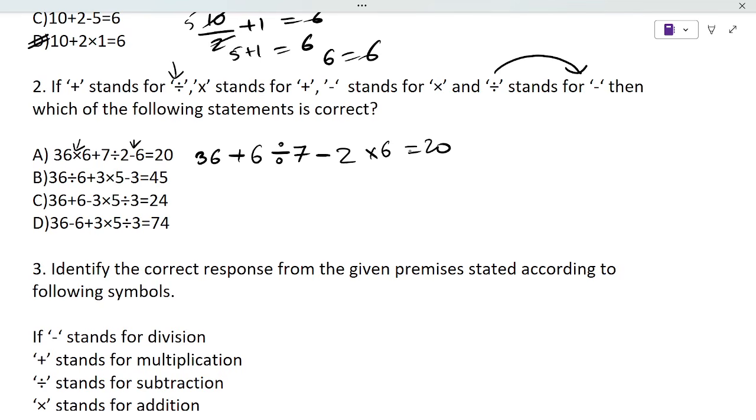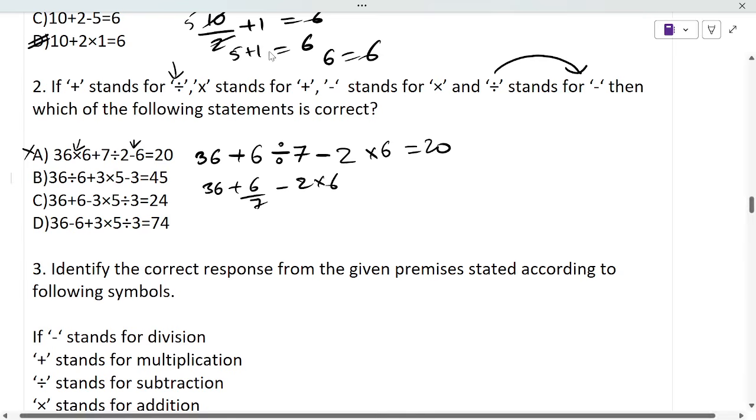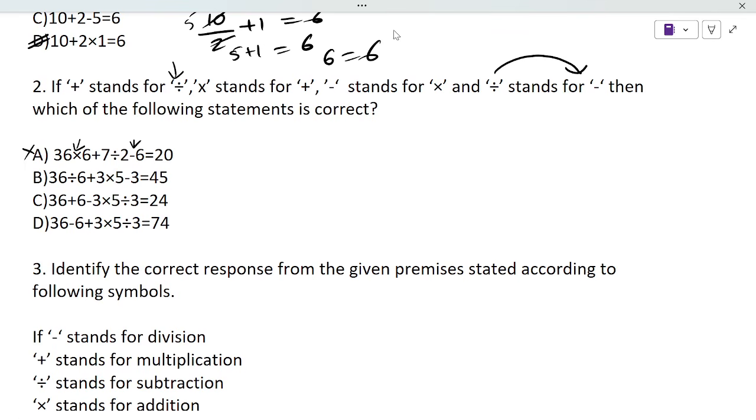So let's check. 36 plus 6 divided by 7 minus 2 into 6 will not give 20, so option A is wrong. Let's check the second option, B. In B, 36 divided is equal to 20. Divide means we will write minus, and plus means we will write division.